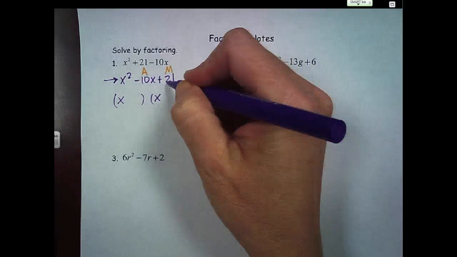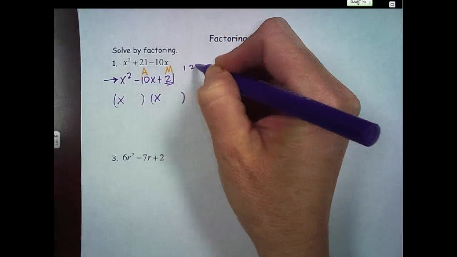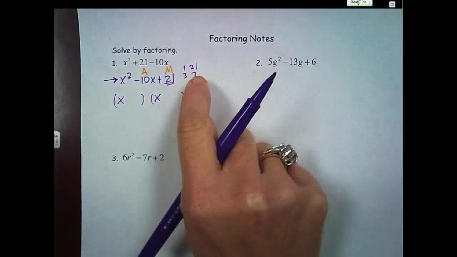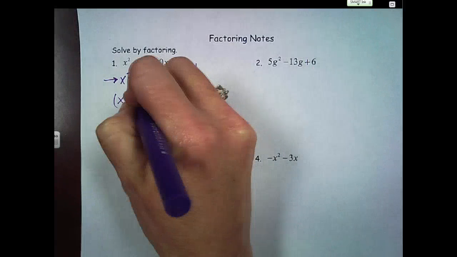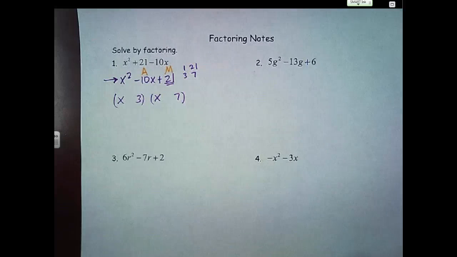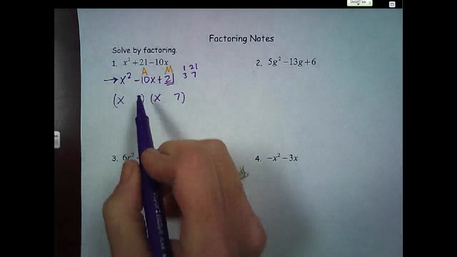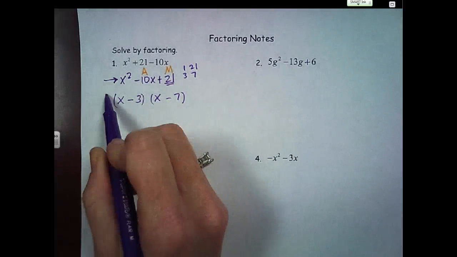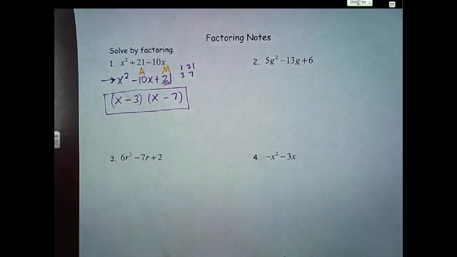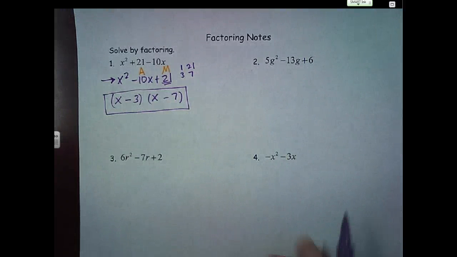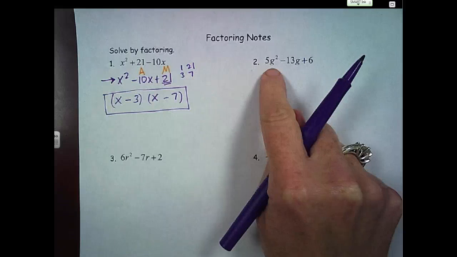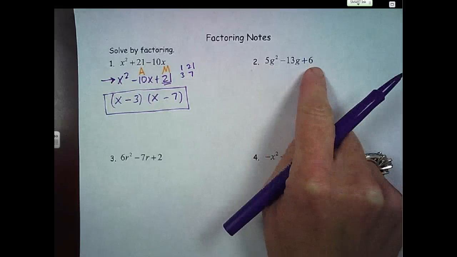So numbers that multiply to give me 21 would be like 1 and 21, 3 and 7. Okay, there they are. 3 and 7 make 10. So I'm going to fill those in. Okay, and I want a negative 10, so they both have to be negative. So I've factored.